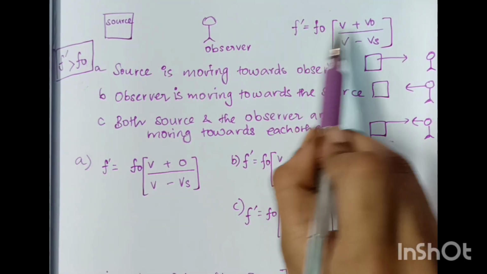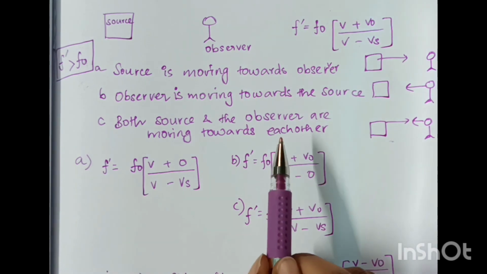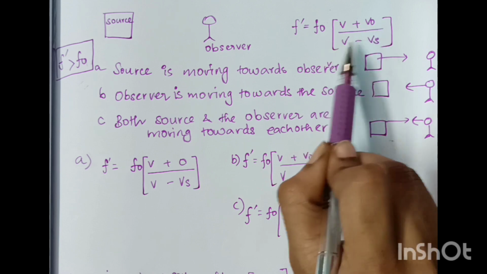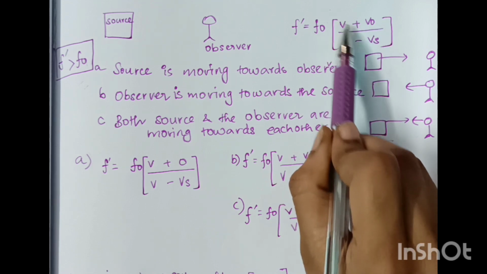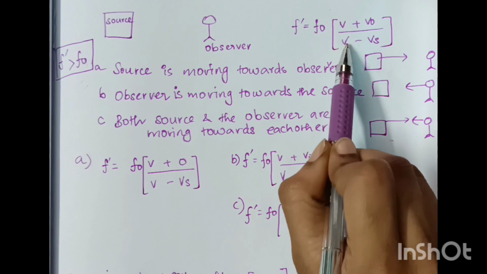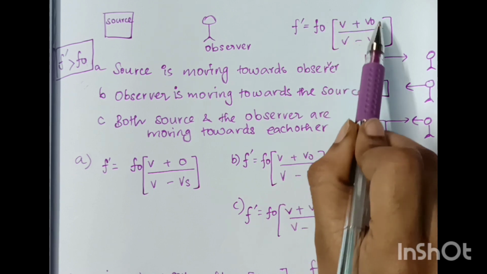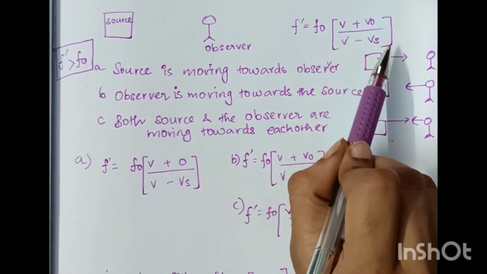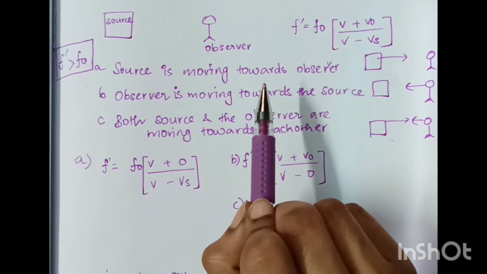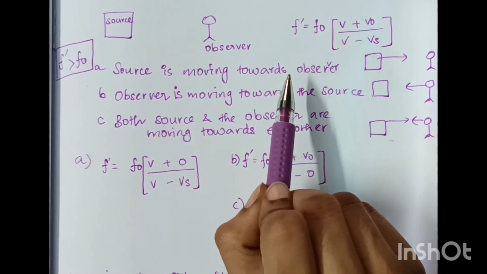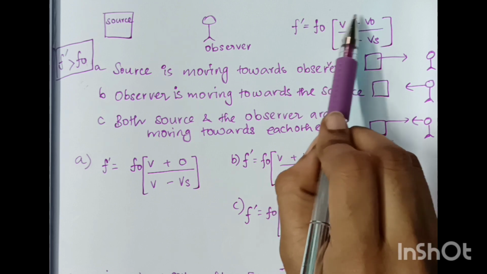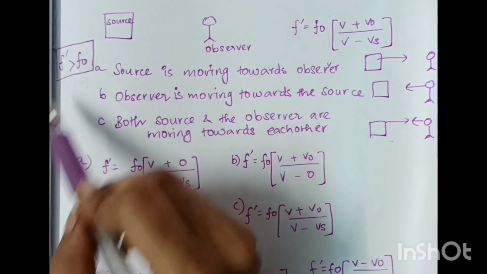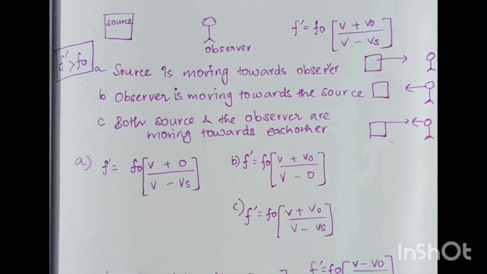Now see, we write plus in the numerator and we write minus in the denominator. This represents (V plus Vo) by (V minus Vs). V is the same. If it is 330 here, here also it will be 330 only. So 330 plus something in the numerator and 330 minus something in the denominator. So the numerator is greater than the denominator. Only if the numerator is greater than the denominator will fo multiplied by that term result in f dash greater than fo. Please try to understand this very carefully.